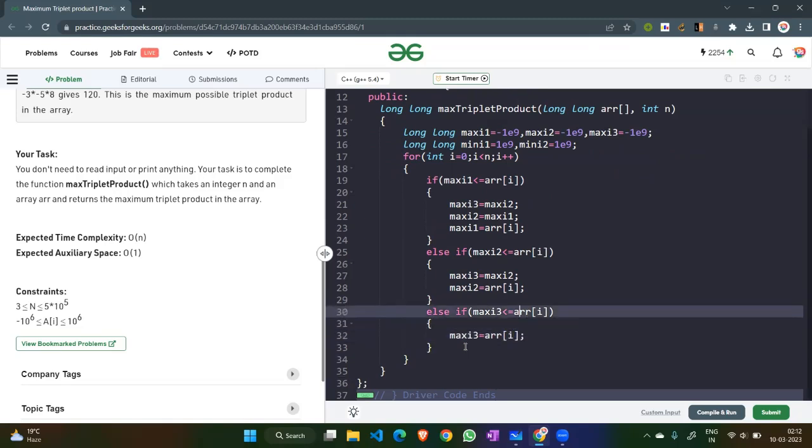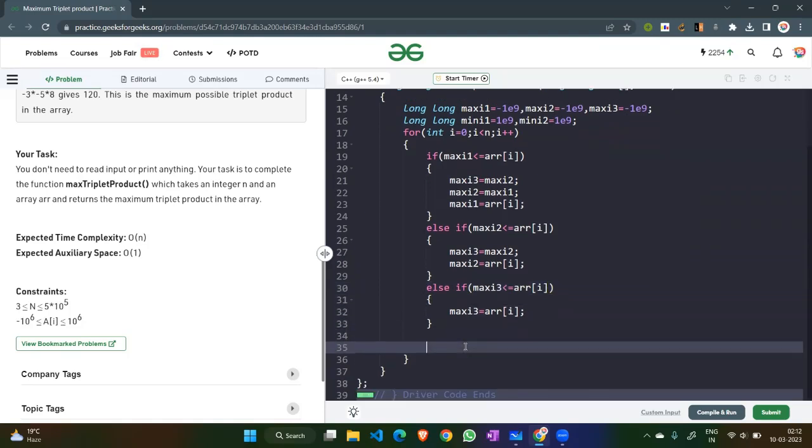Now, why are we not taking an else case here? Why are we adding this condition? This condition is required. If I do not add this condition, then it will take any other smaller number, positive number. I have to maintain the 3 greatest numbers. That will be achieved only when we add this condition as well.